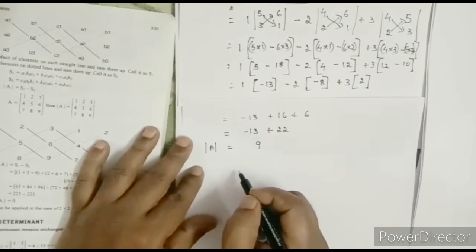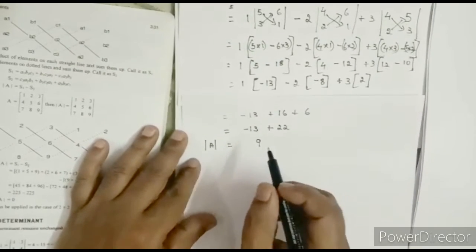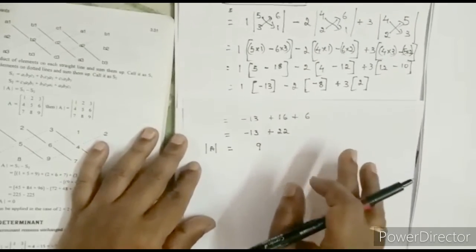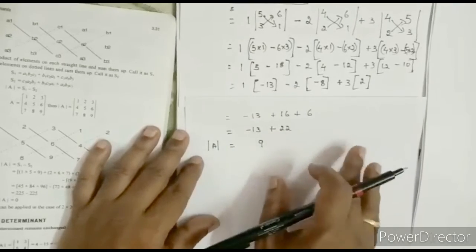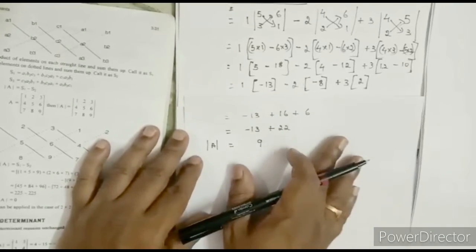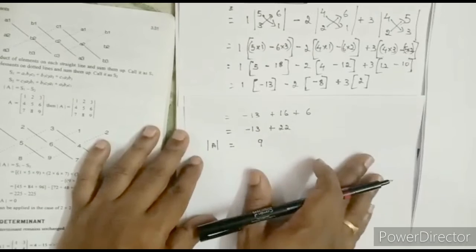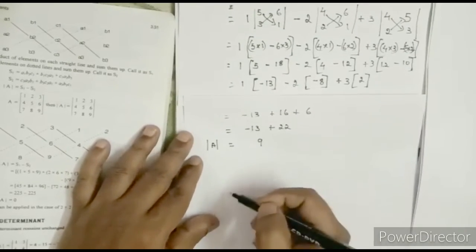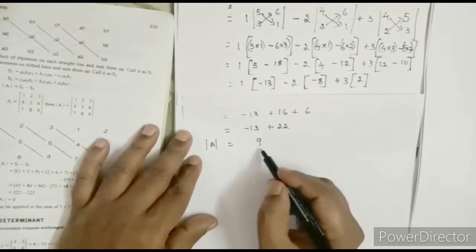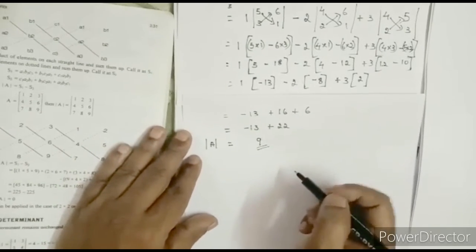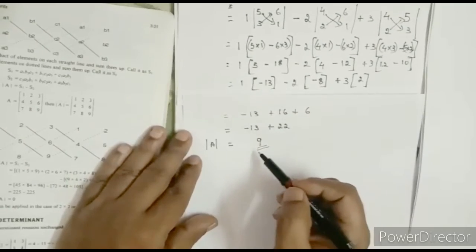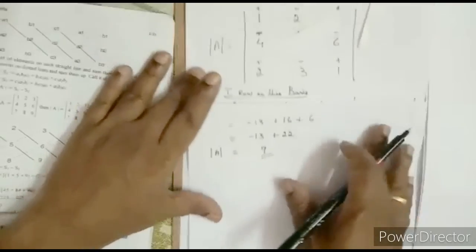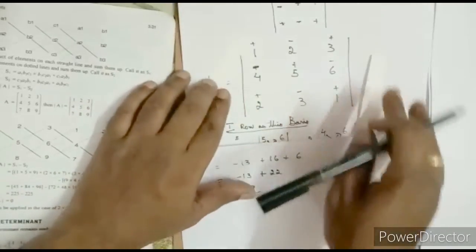Det A is 9. So here in this problem I have taken the first row as the basis. Now you can take the second row as the basis also. Instead of the first row, you can take the second row as the basis, and in the same manner you can simplify this and find out det A, wherein you will get the same answer. Either you can take the first row or second row or third row.